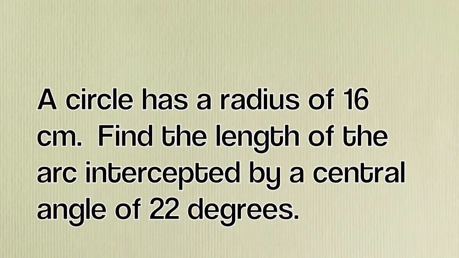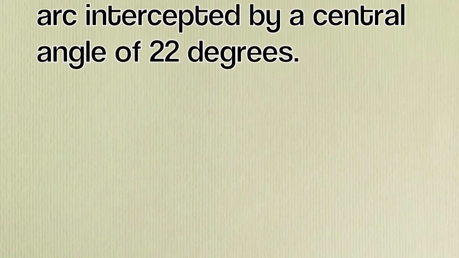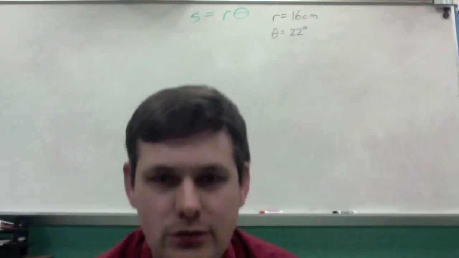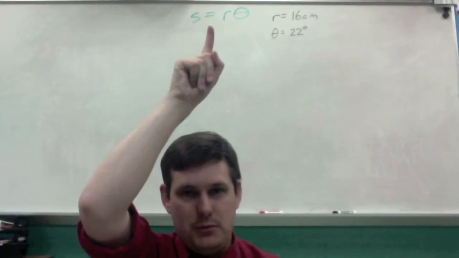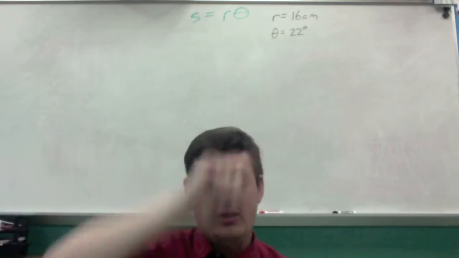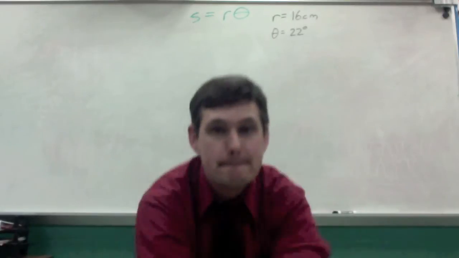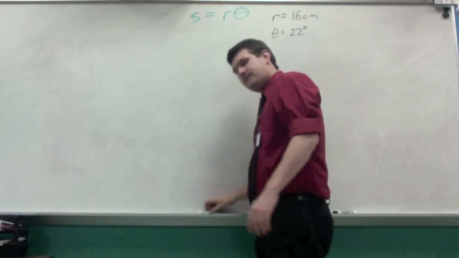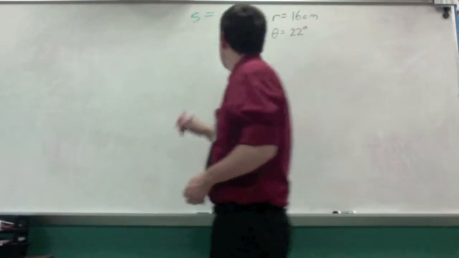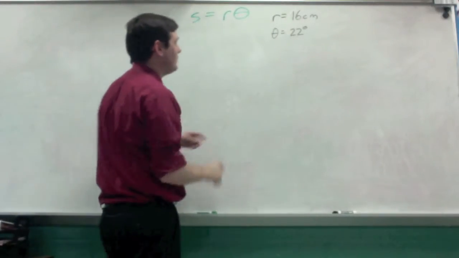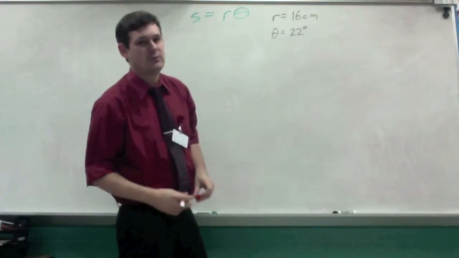Example problem number 1. A circle has a radius of 16 centimeters. Find the length of an arc intercepted by a central angle of 22 degrees. Okay, so up there we've got the formula we're going to use, and over here we have the r and theta that we decided. So all we have to do is plug it in. We're going to have to convert some things. S equals r times theta.